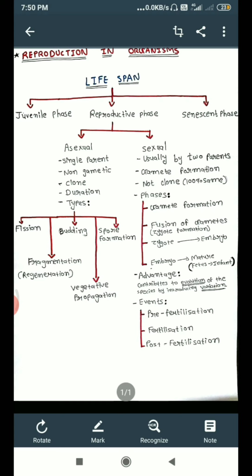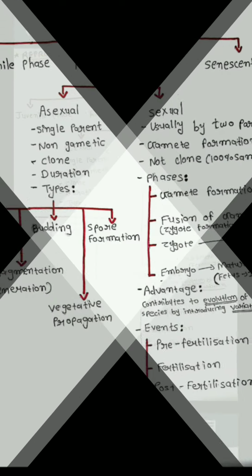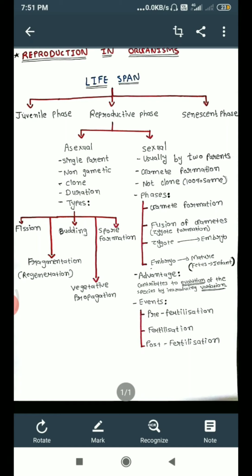Fourth, that is phases. There are 4 phases in sexual reproduction, very easy. First is gamete formation, the sex cell formation. Second is fusion of these gametes and zygote formation. If you are talking about humans, that is very easy to understand. Male produces sperm cells, female produces egg cells. Then the sperm cell will fuse with the egg cell in the oviduct or fallopian tube and form a zygote. Then the zygote will mitotically divide and form an embryo.